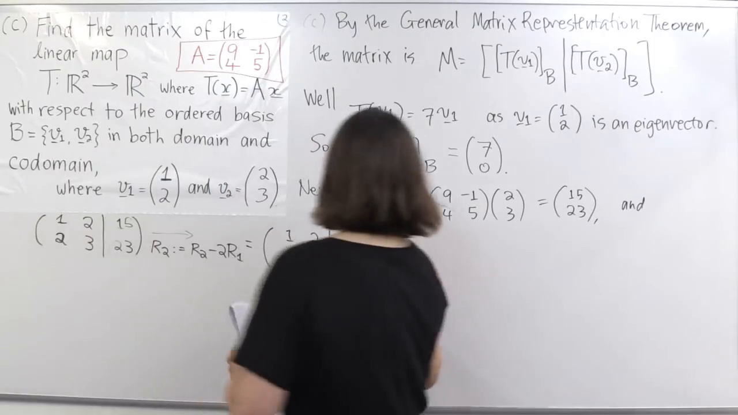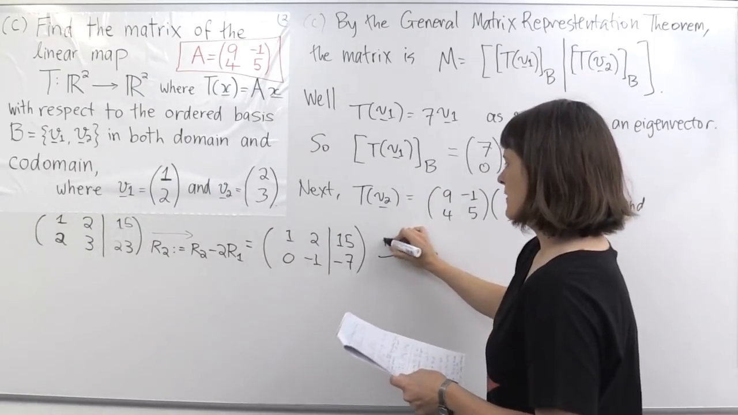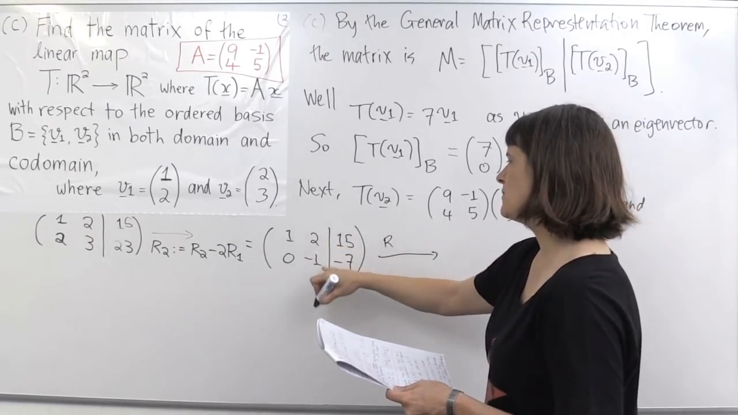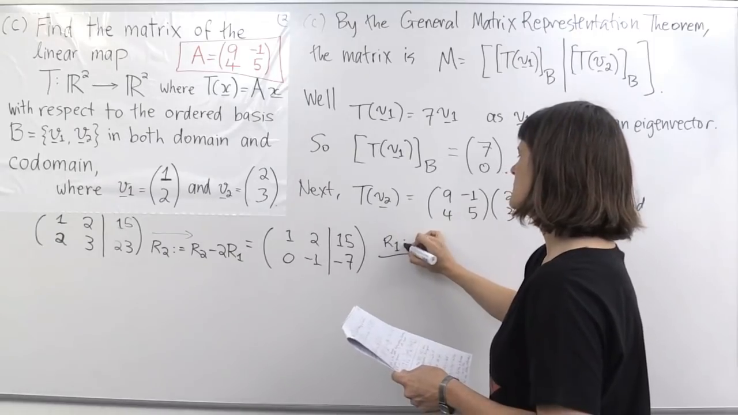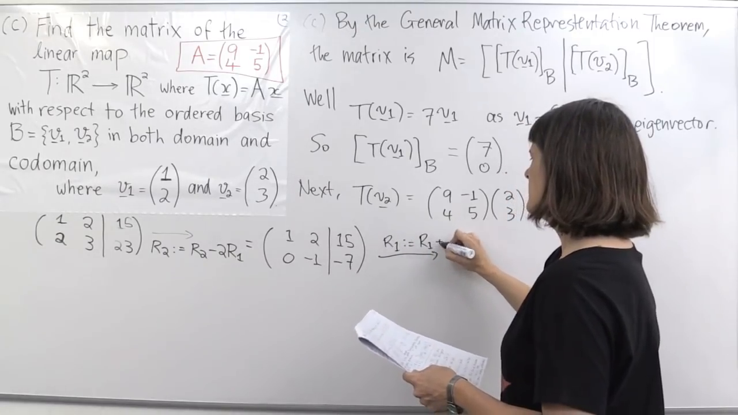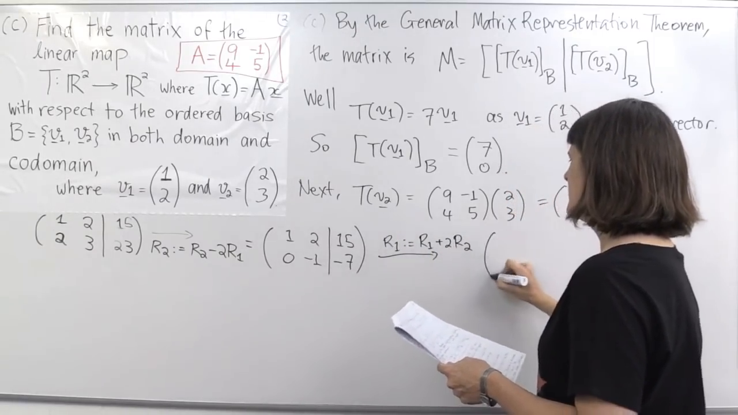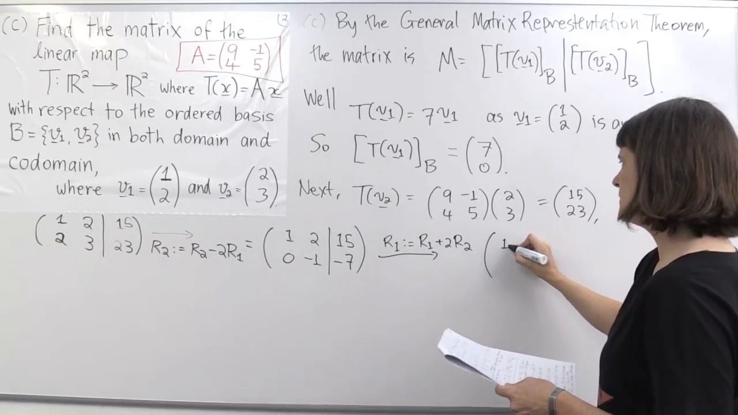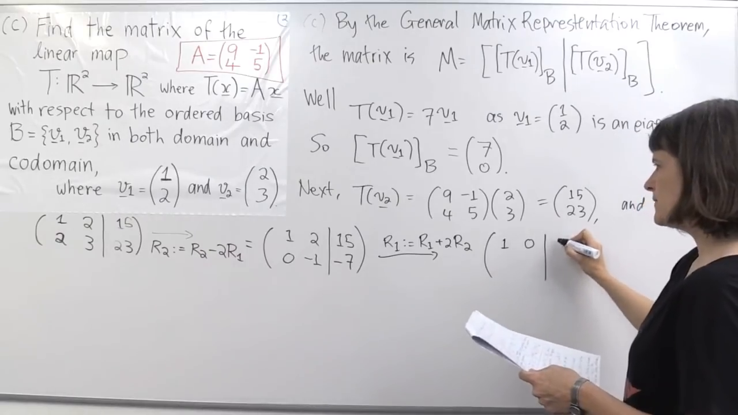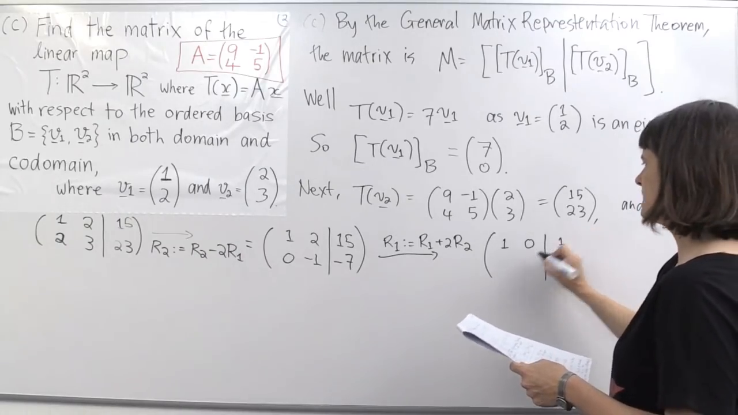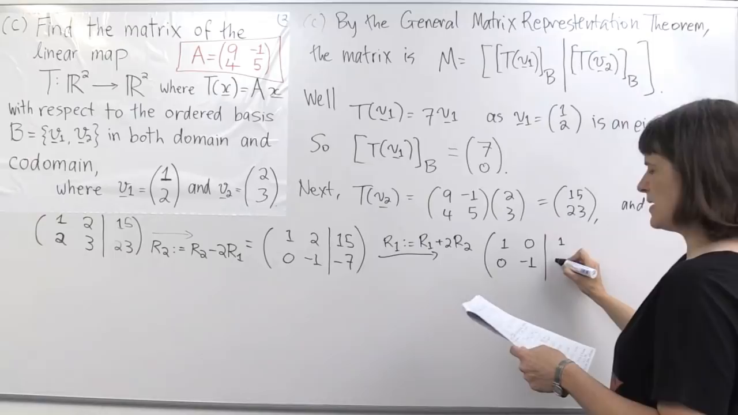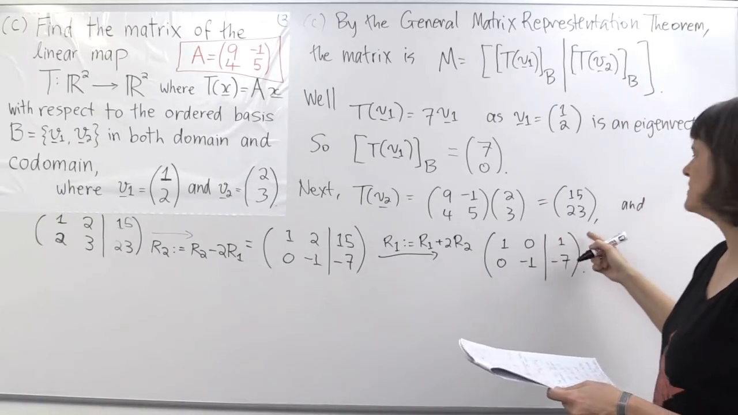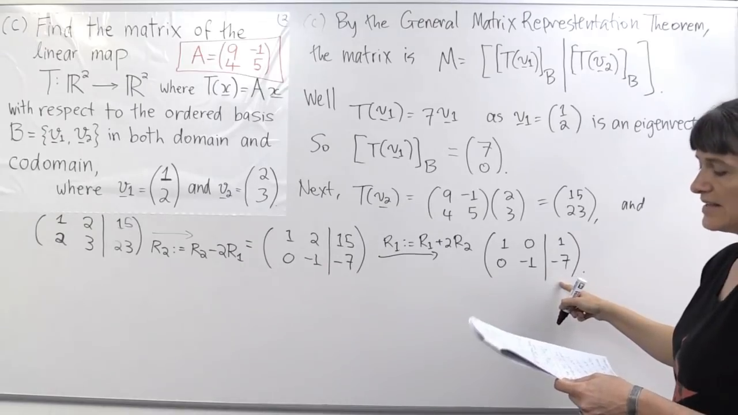Okay, and one more step. We could multiply through by minus 1, but we can just leave it and add twice row 2 to row 1. So row 1 becomes row 1 plus 2 row 2, or you could back substitute. I prefer doing it this way. So we'll get 1, 0, 15 minus 14 is 1, and 0, 1, minus 7. So the solution is the first constant is 1 and the second constant is 7.